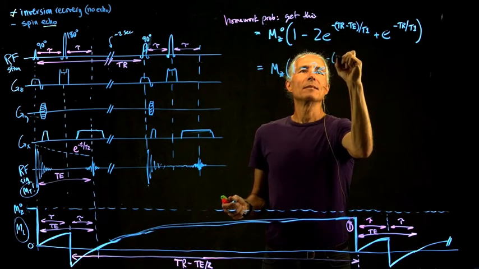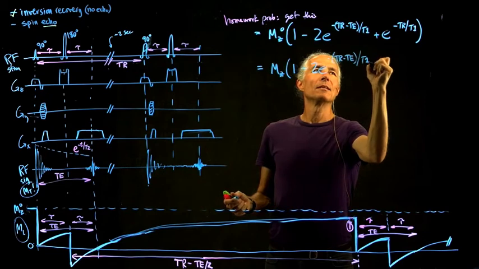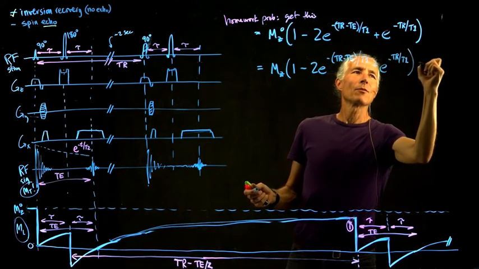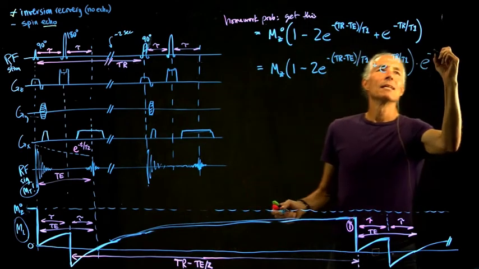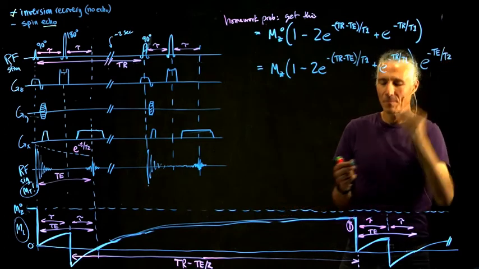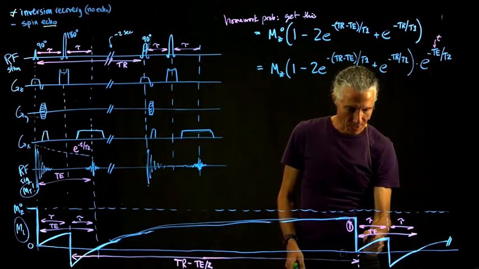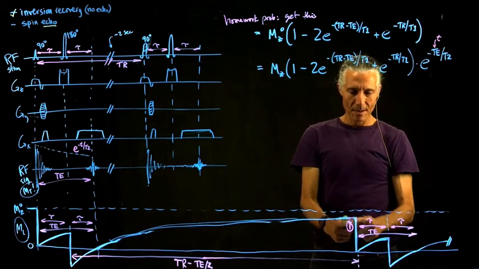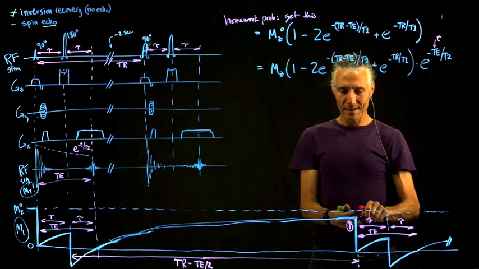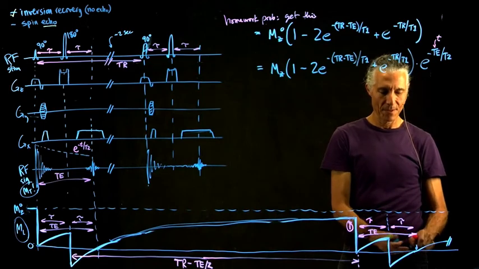So minus TR minus TE over T1 plus e to the minus TR over T1. And then that whole thing times e to the minus TE, now inserted for our time, over T2. So we've inserted this T, which is just whatever the amount of time between the starting longitudinal magnetization that we turned into transverse and then started to decay until this point right here, which is the center of the echo.